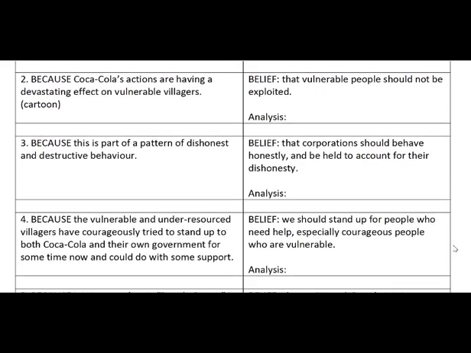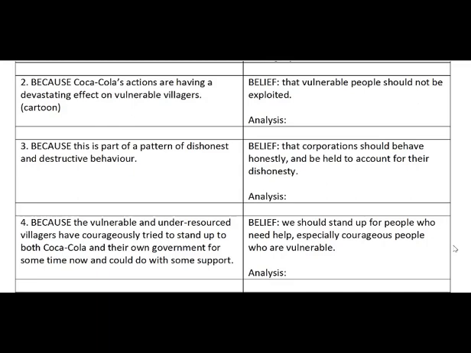For the second reason, I've just gone through and tapped in some beliefs that I think these arguments are hinging on. So the second one is more of an emotive argument, looking at what a terrible effect this has on the villagers. And I think it really gets to a belief that the writer believes the audience will share, and that idea is that vulnerable people should not be exploited and they should be treated fairly.